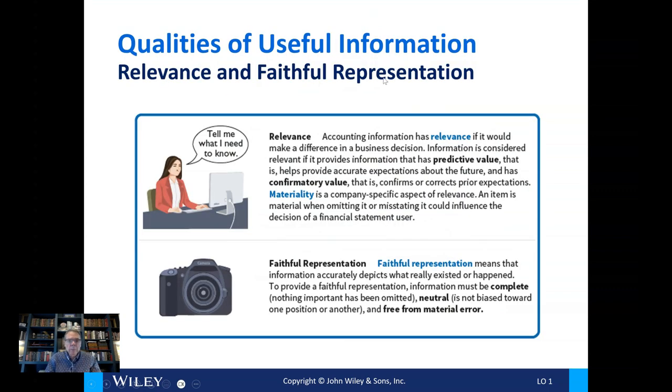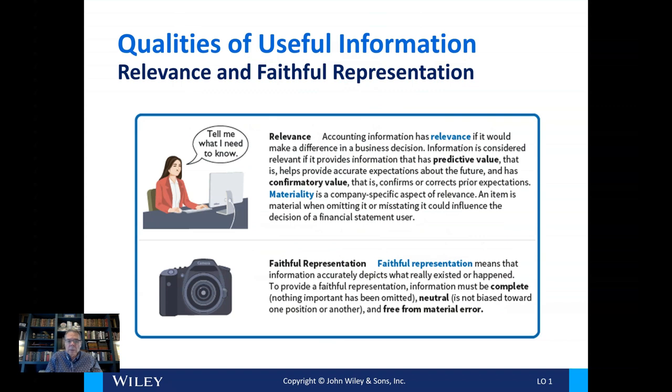So, qualities of useful information. How do we determine if information is useful or not? Well, number one, we have relevance. Accounting information has relevance if it would make a difference in a business decision. And it provides information that has predictive value so that you can look and go, well, what do I think is going to happen next year? What are the trends? It has confirmatory value.